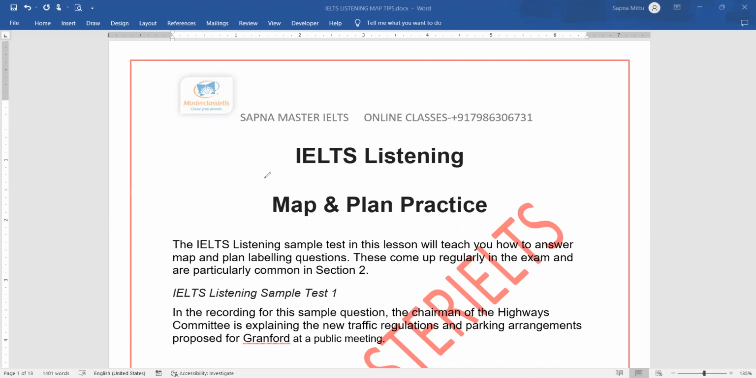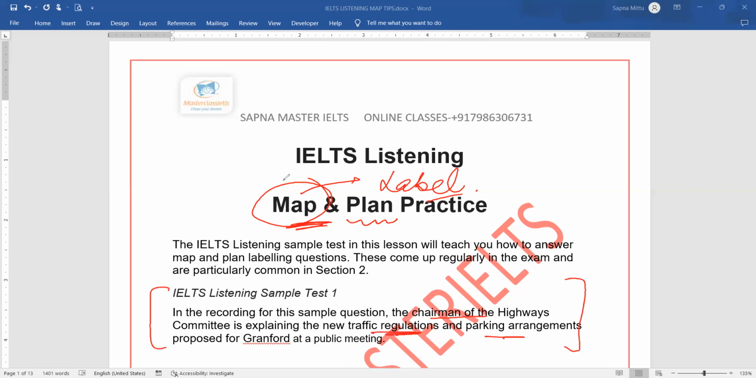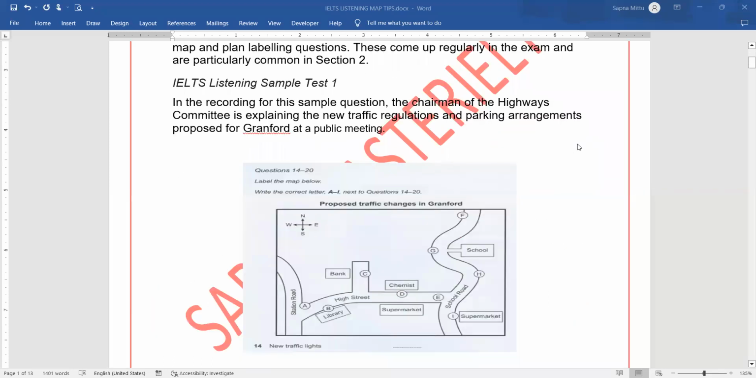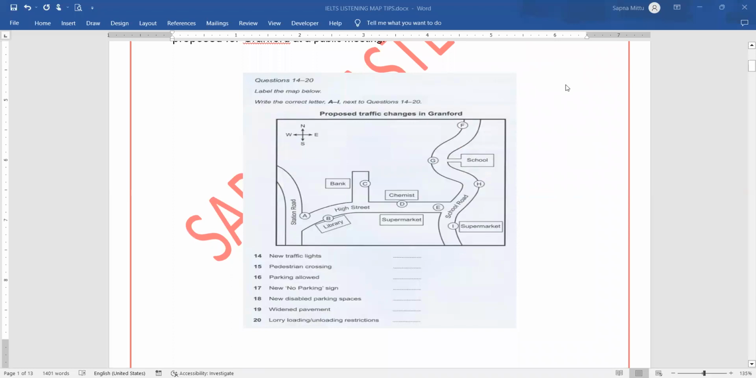Listening में map का सबसे ज़्यादा problem है because they do not know how to do it, how to label it, what are the answers of these kind of questions, how to solve these questions and how to solve the plan. So here I'm going to start with one recording, that the chairman of the highways committee is explaining the new traffic regulations and parking arrangements. How to do these type of questions, watch till the end and you will come to know very easily how it can be sorted.